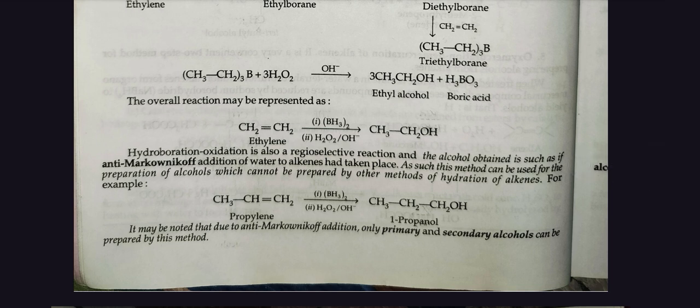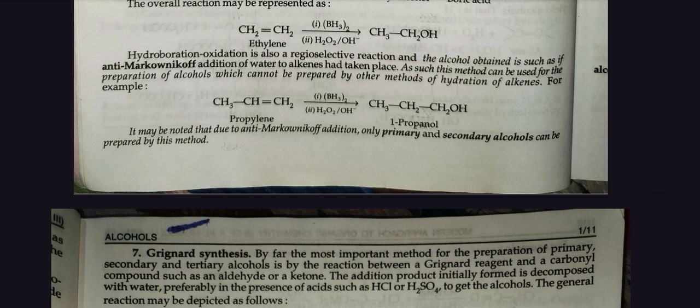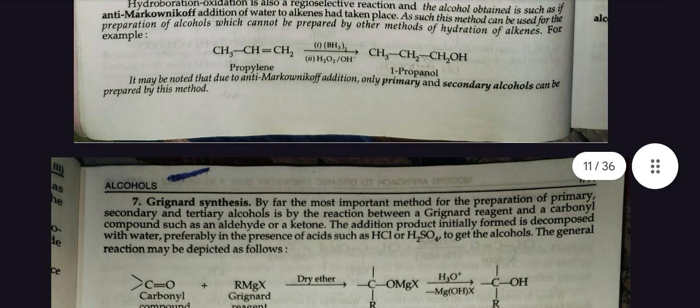Hydroboration-oxidation is also a regioselective reaction. The alcohol obtained is such that anti-Markovnikov addition of water to the alkene has taken place. As such, this method can be used for the preparation of alcohols which cannot be prepared by other methods of hydration of alkenes. For example, propylene gives propanol in the presence of (BH3)2 and H2O2, OH negative. It may be noted that due to anti-Markovnikov addition, only primary and secondary alcohols can be prepared by this method.